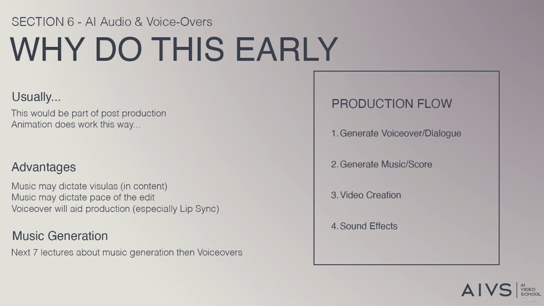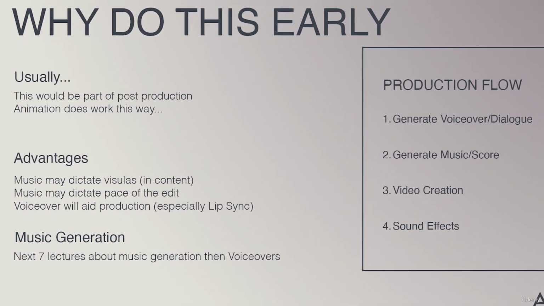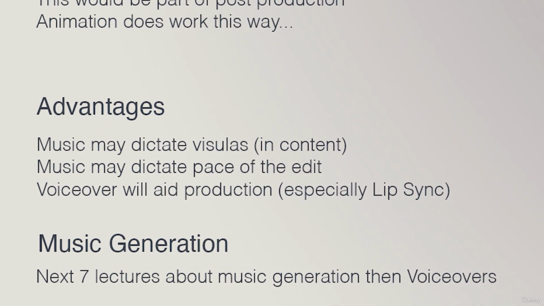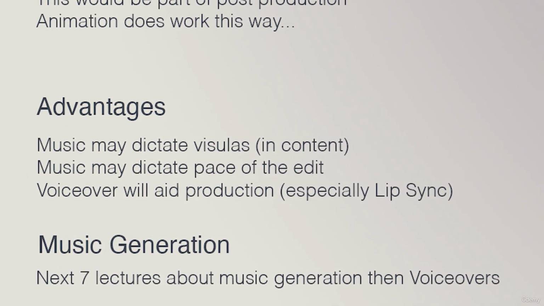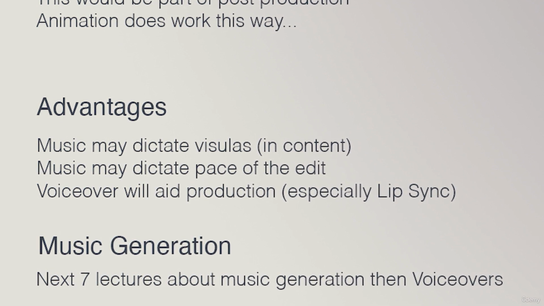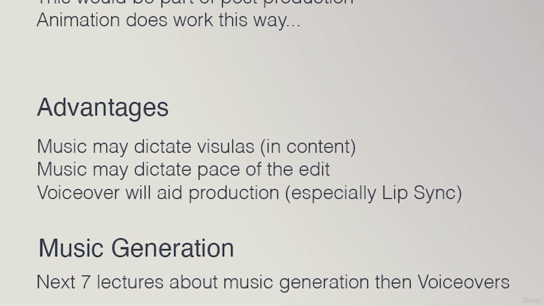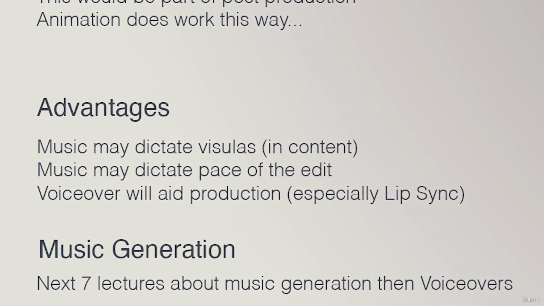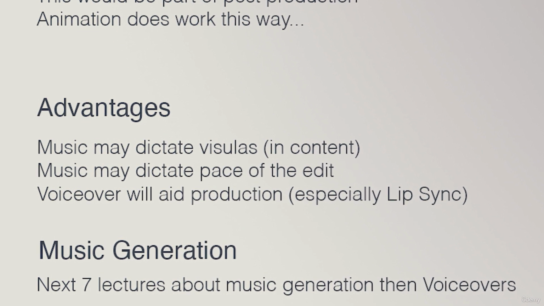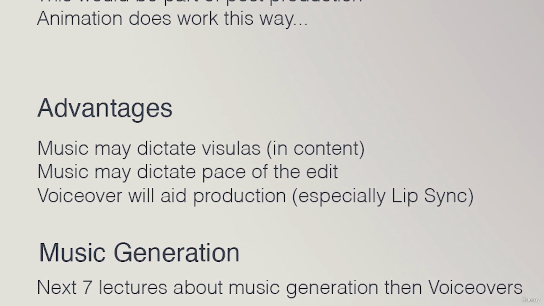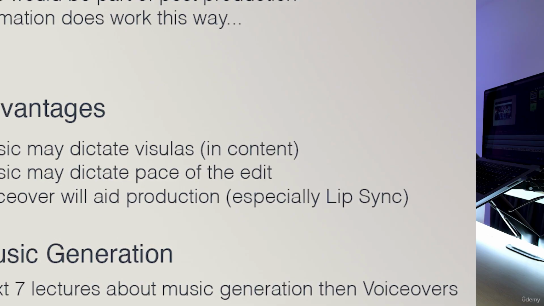So I've kind of got it down to 3 points here for the advantages of doing this first. If we generate music, and I'm going to show you a couple of tools in the next couple of lectures, create music first, it may dictate our content. You create something that has a really slow intro you weren't thinking of and builds up. It may dictate that actually you start from black screen and fade on in. It may have a certain pulse behind it that then dictates the pace of your edit.